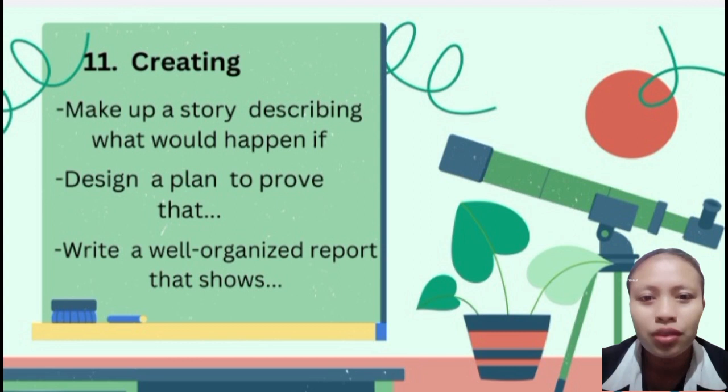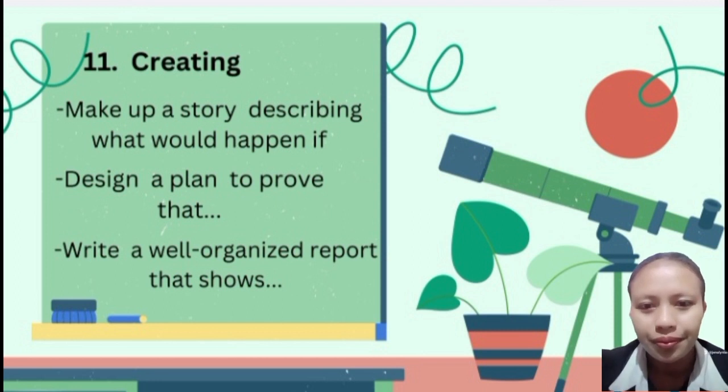So the last one is creating, meaning the student should create by the use of the concept on their own or by the use of the concept that he learned. So example, make up a story describing what will happen. So you are going to make your own story without given considerations. Example number 1, design a plan to prove that.